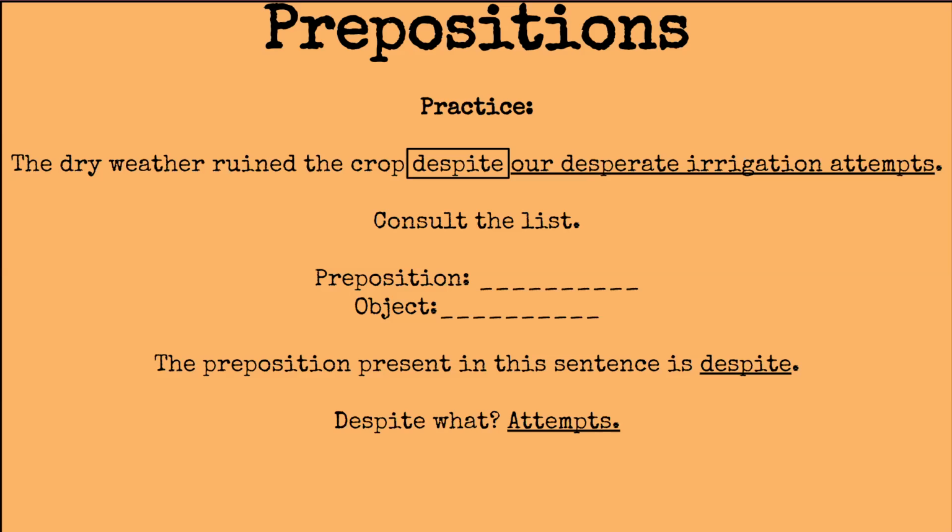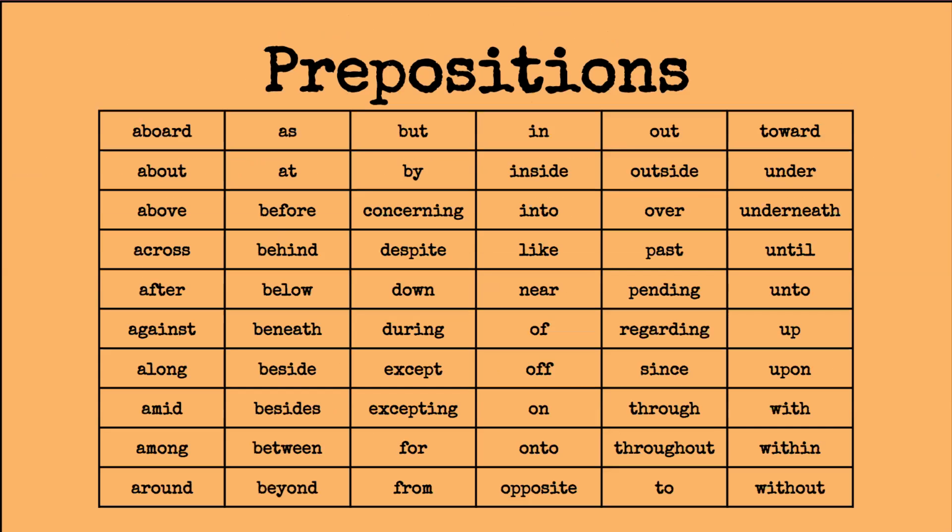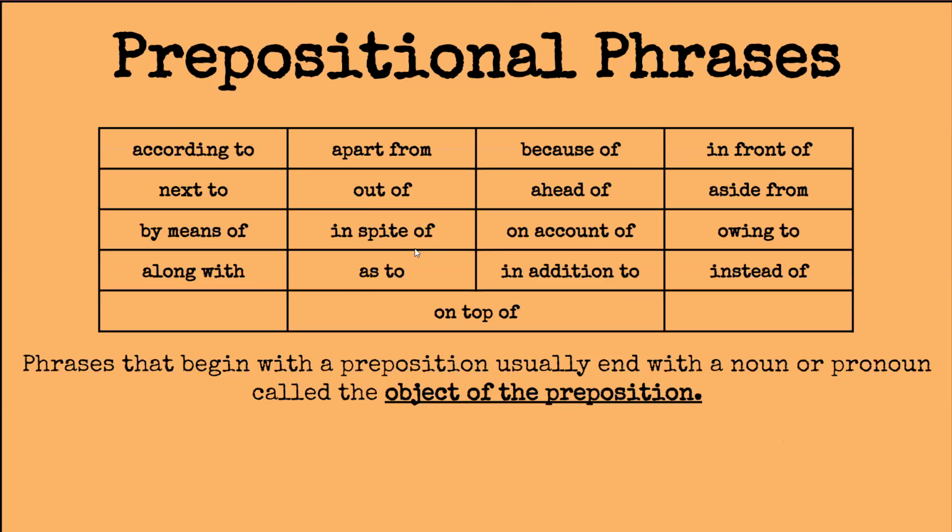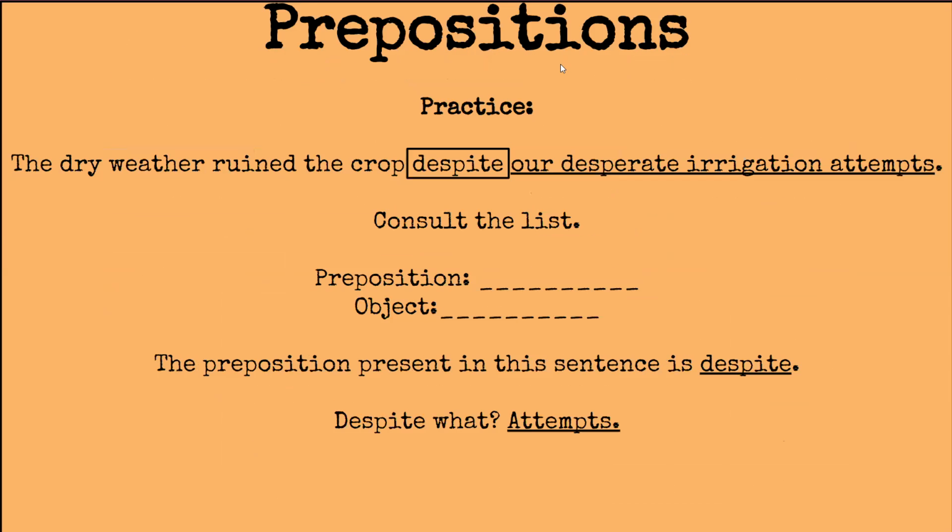So I would look back at my list and I'd look for the word that's in there. In this case, the word despite, right there, is the preposition that's included in this sentence. So I would form, under my line here, I would put preposition as despite. And then I ask the question, despite what? What's the object of that preposition? In this case, it would be attempts.